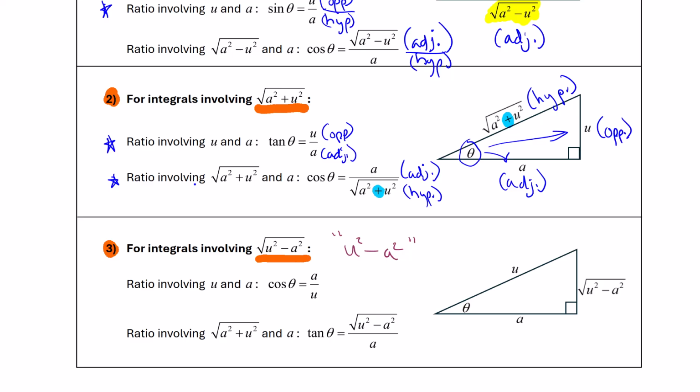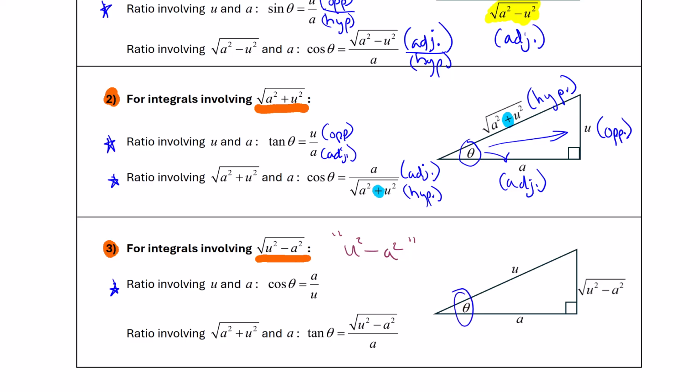Now, for a ratio involving u and a, we've been doing this every time. Notice, ratio involving u and a, ratio involving u and a. This has been a theme. You'll see why with the examples. But again, how this is labeled matters. So we have theta in the bottom left corner, as usual. We have the right angle in the bottom right corner. This time, we have our vertical side on the right of our triangle labeled as the square root of u squared minus a squared. We have the horizontal bottom side labeled as just a. And this time the hypotenuse is labeled as u.